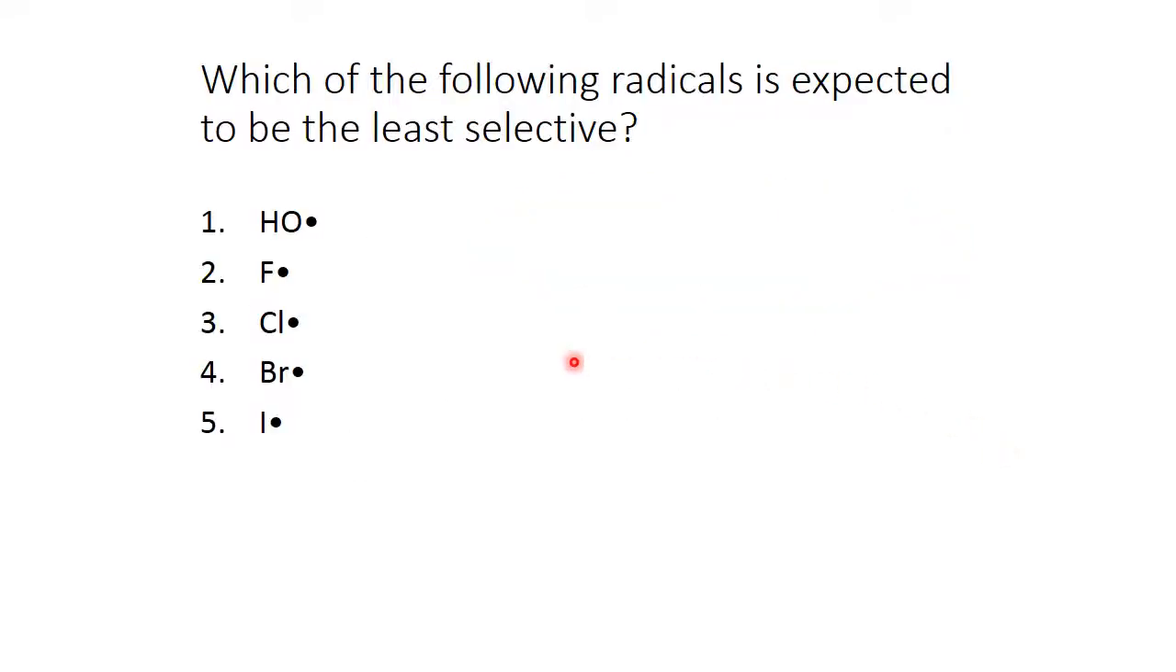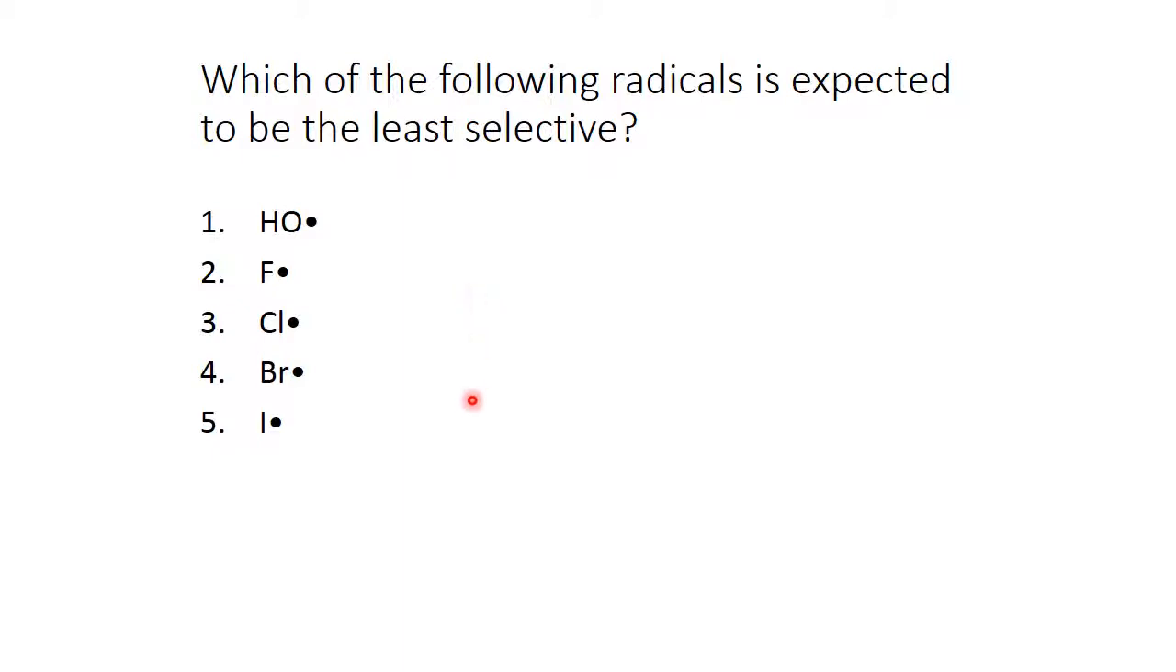Which of the following radicals would be the least selective? Okay, when I look at this, I look at selectivity. What do we know about selectivity? Selectivity occurs when you have something that is somewhat stable and can take its time to react and select for the most stable product. When you have something that's highly reactive, it just reacts with anything in any way that it possibly can, and that reduces the selectivity of that species.